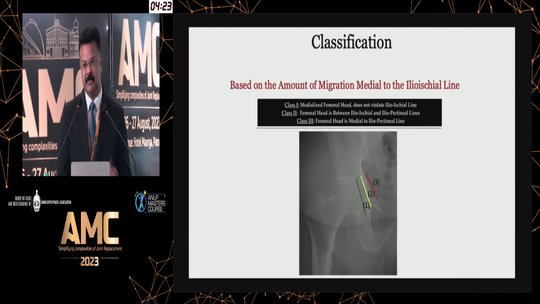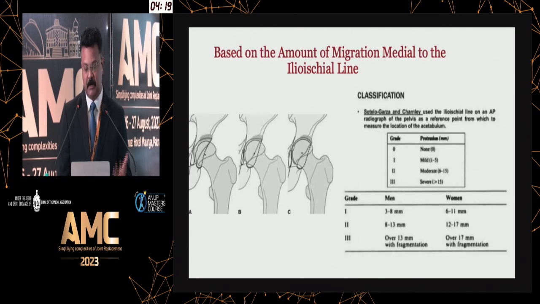Now, the classification, we are all quite familiar with it. There is a class 1, 2, 3, which is described by Chandley. The classification may be good as far as just documentation or an academic study is concerned. However, does it really help us when we are thinking in terms of planning a surgery?